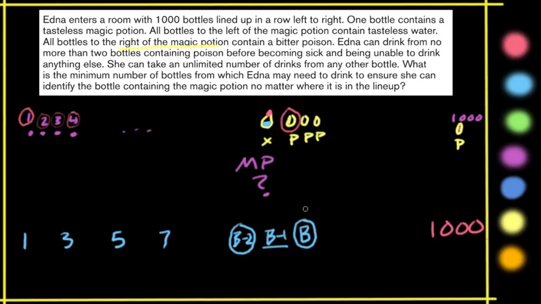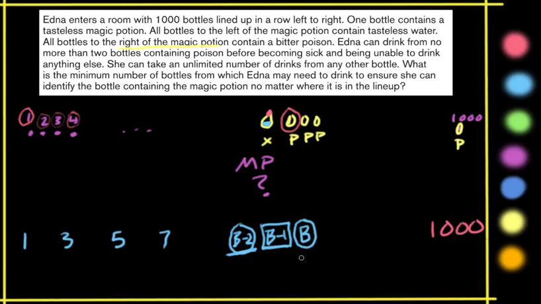After she tastes the bitter poison here, she would go and taste this one, and she would get sick, but she would still know the answer, right? The poison doesn't kill her; it just makes her sick, and she has to drink 2 of them before it makes her so sick that she can't drink anything else. So this would work. She could do every other one. She tastes B, it's bitter. Then she would go and taste B minus 1. If it's bitter, she knows that the magic potion is in B minus 2. If it's not bitter, then she knows that that's the magic potion. So that's another way she could do it.